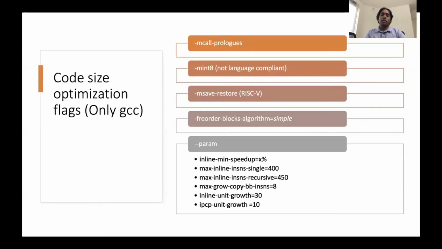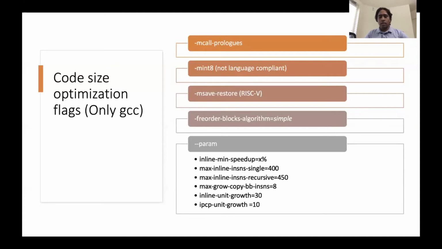Similarly, the third one is for recursive inlining. Currently the number in GCC is 450. If you increase it, you will get more inlining, and vice versa. The fourth one is max-grow-copy-bb-insns equals 8. There are optimizations like jump threading and tail duplication, and these optimizations will copy basic blocks. If you want to reduce the number of copies, so if you reduce 8 to like 2 or 3, the code size overhead will reduce, but some of the optimization opportunities will be missed.